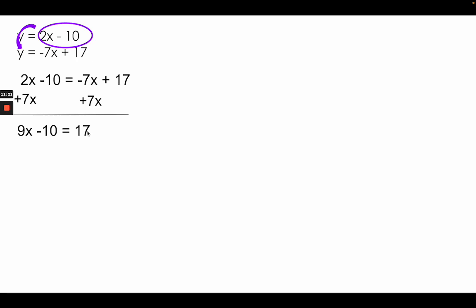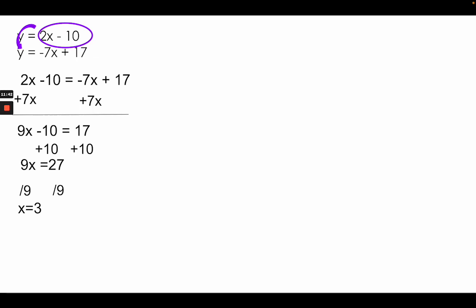Okay, let's get rid of the constant because we want x by itself. We're going to add 10 to both sides. And what we have left is 9x equals 27. I'm going to divide each side by 9. So x is equal to 3.